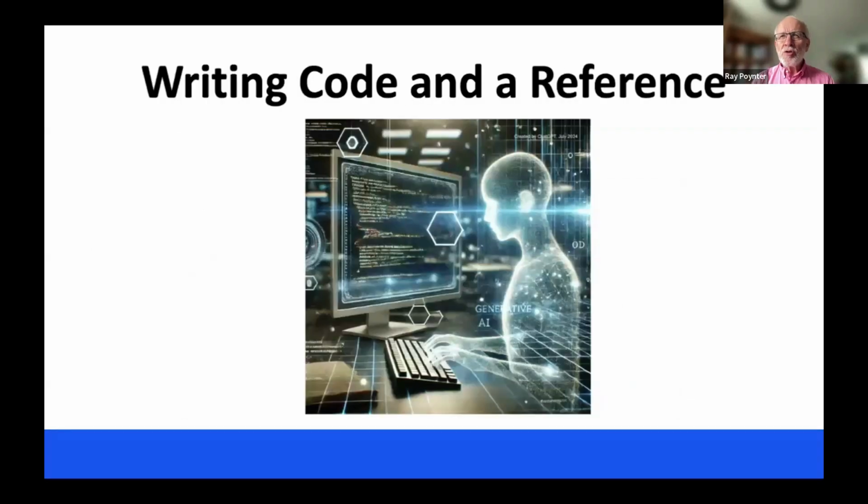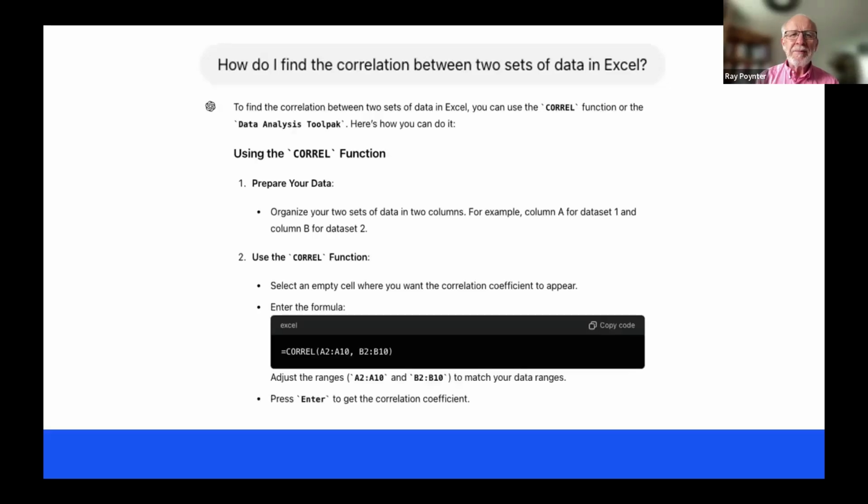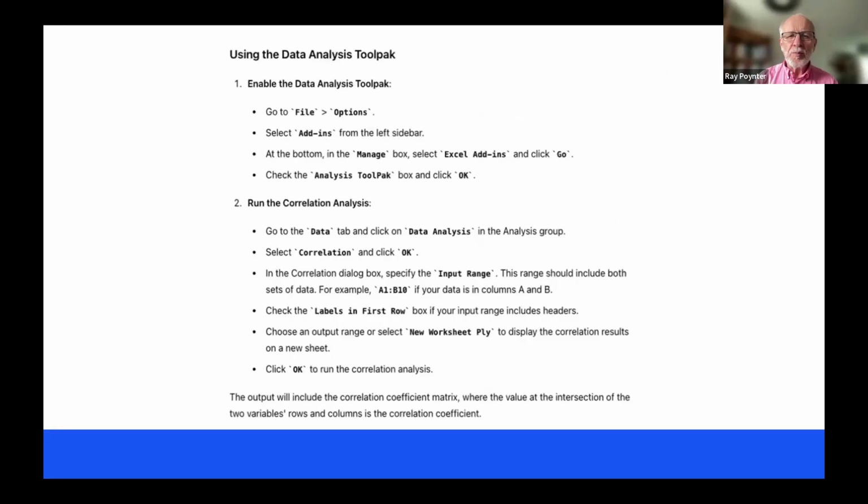So we're going to use things like this frequently to help us clean the data. It shouldn't be the only thing you do to clean the data, but it can be one of the first things you do to reduce other steps you need to do. We can use it to help us write code and as a reference. So, for example, if I want to know how to find the correlation between two sets of data in Excel, I ask it, and it shows me that you can use the CORREL function, or you can use the Data Analysis ToolPak.